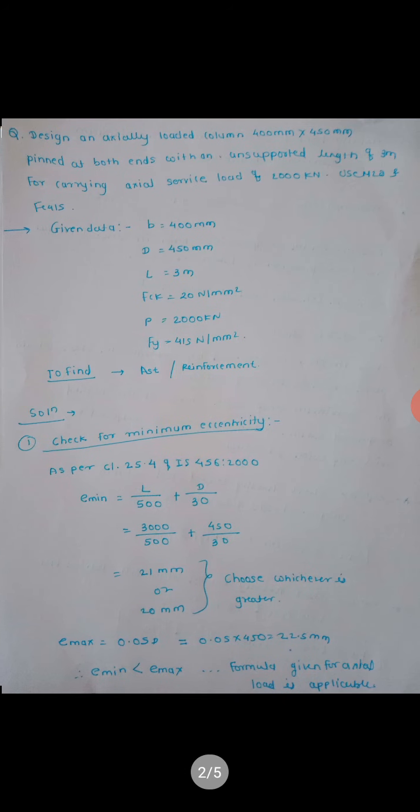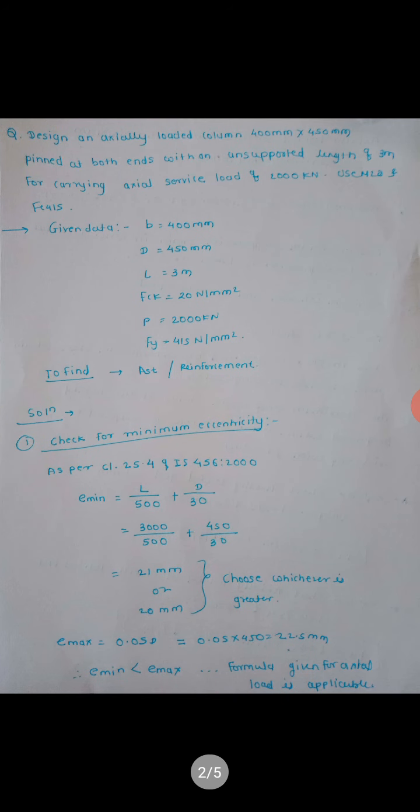The second equation is given for an axially loaded column with helical ties. As per IS 456-2000 clause number 39.4, Pu is given by 1.05 times (0.4 fck Ac plus 0.67 fy Asc). Let us take an example.